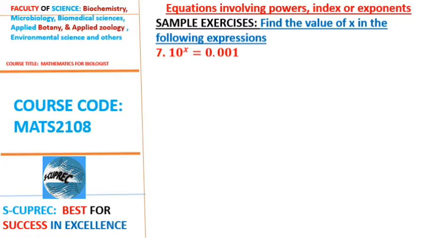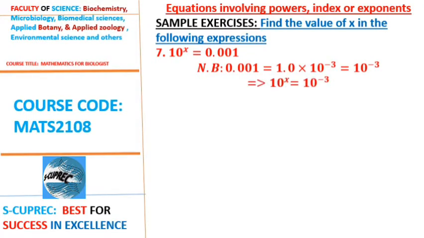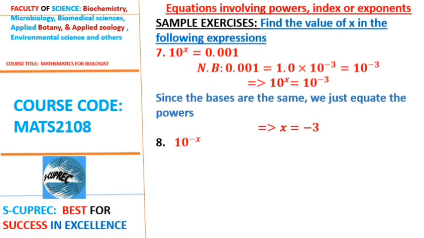So we have to know that 0.001 is the same as writing 1 times 10 to the power minus 3, which is the same as 10 to the power minus 3. Or you could just write it as 1 divided by 10 to the power 3, which is the same as what? If you look at the law of negative powers, it will be the same as 10 to the power minus 3. Okay, so this simply means that we have 10 raised to the power x equals 10 to the power minus 3. And if you observe keenly, you see that the bases are the same, so we equate the powers. And x equals minus 3.